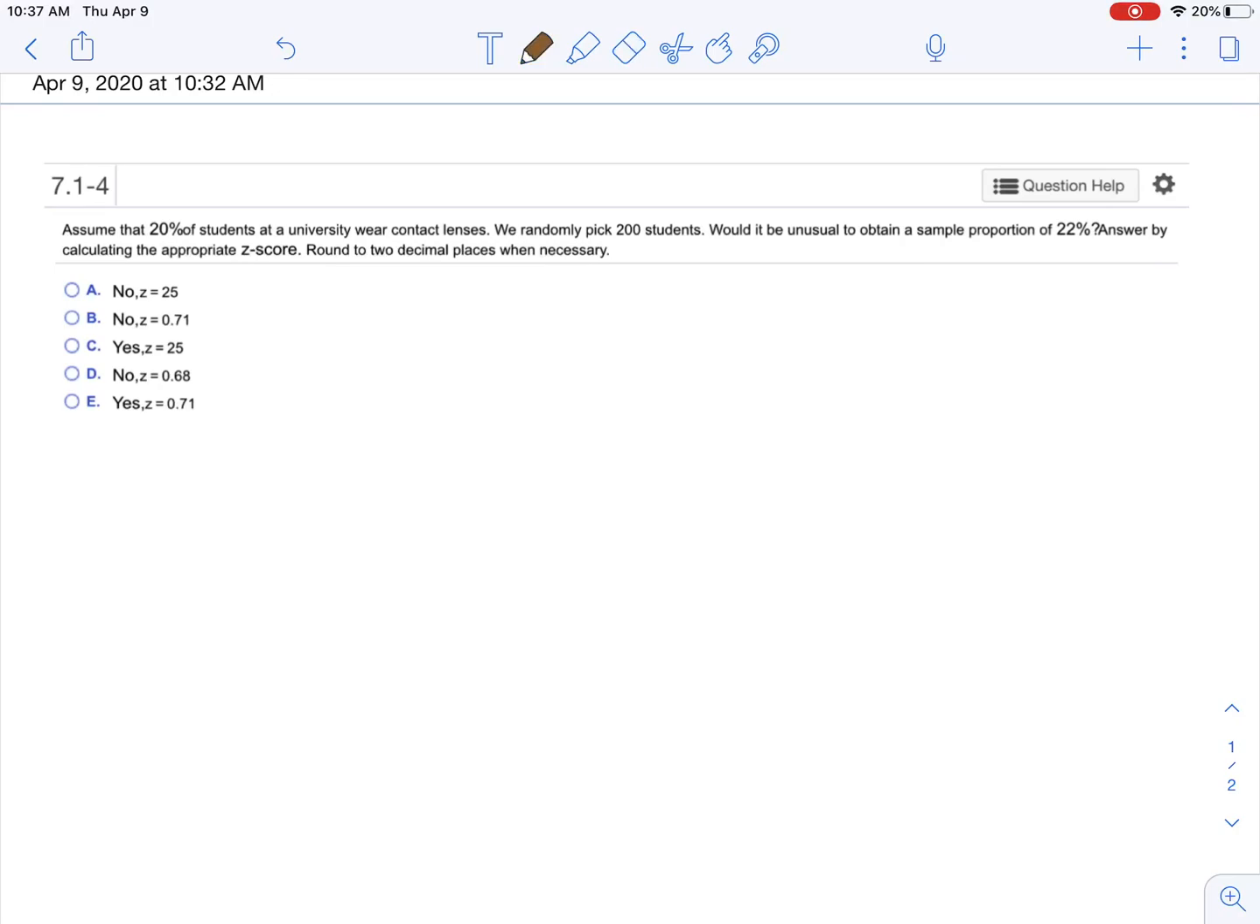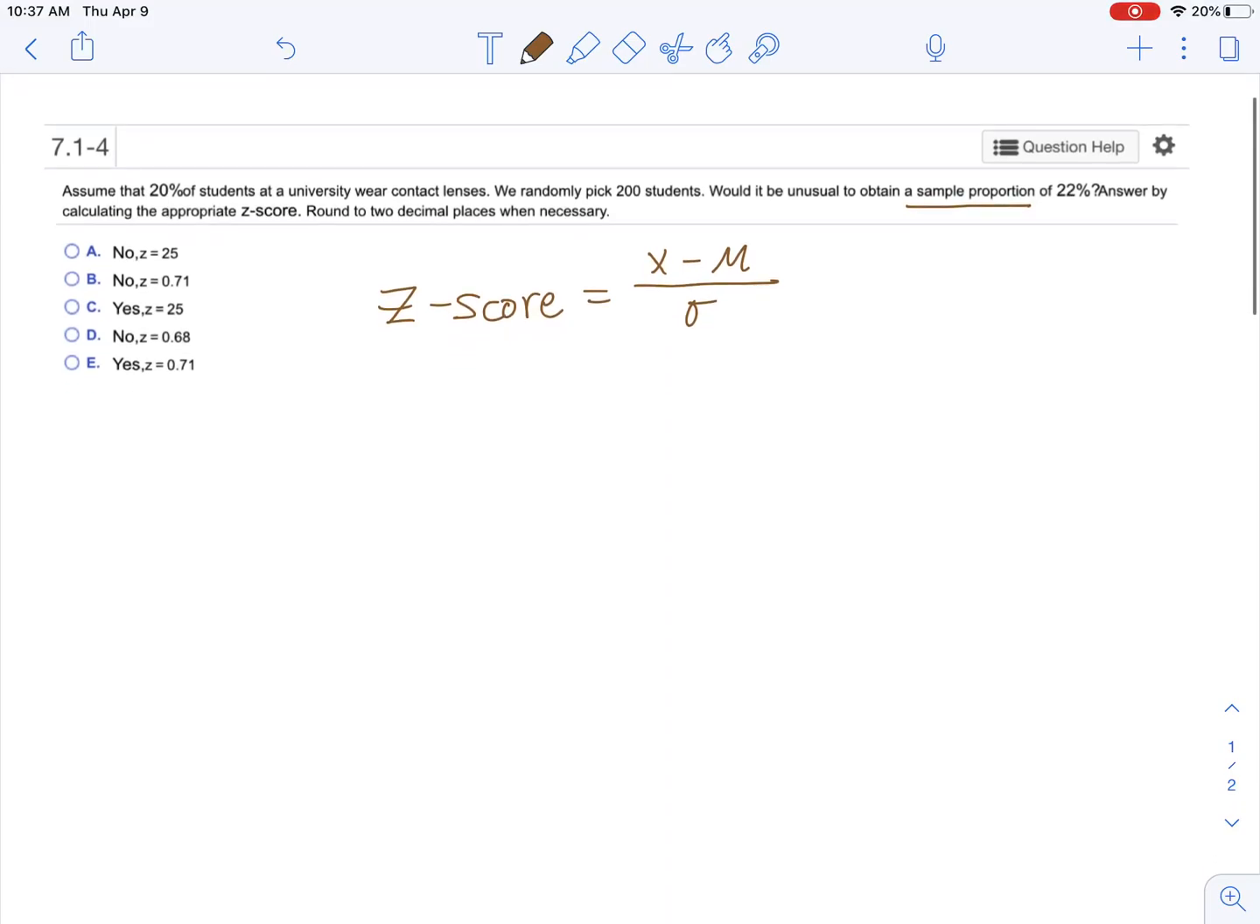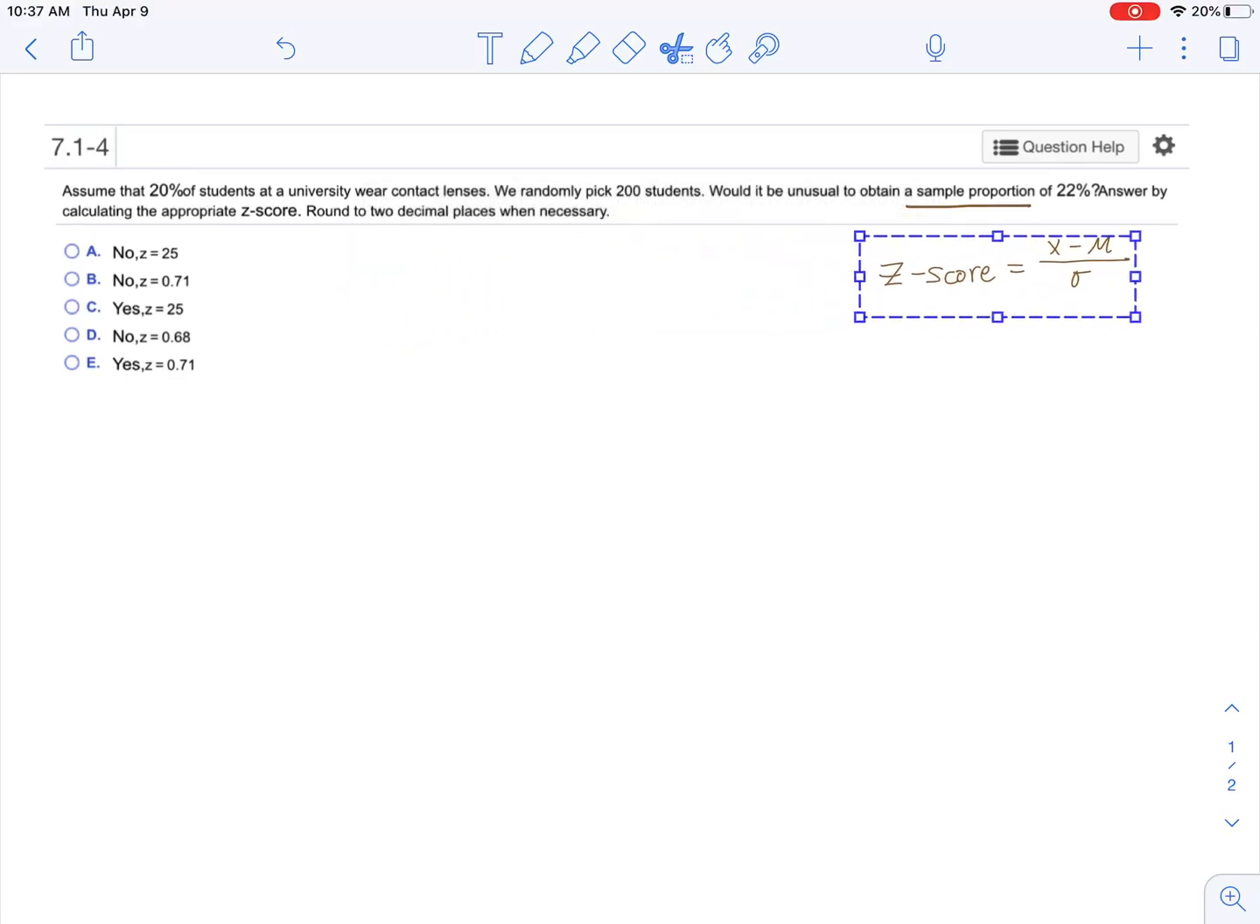And for z-score, what you will need is, well, it's usually the x value minus the mean divided by the standard deviation, right? But we're looking at the sampling distribution of sample proportion. So let's go over the mean and the standard deviation for the sampling distribution of sample proportion real quick. We're gonna find them so that we can use this formula to calculate the z-score, okay?